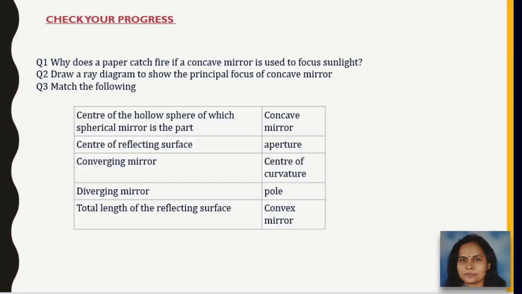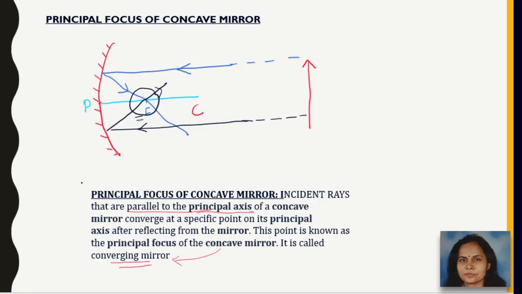Why does a paper catch fire if a concave mirror is used to focus sunlight? Let's move on to the slide in which we have drawn the diagram for the principal focus of a concave mirror. This is the general activity, which you have already done, I think, in junior classes, in class 6 or 7. If I place a concave mirror in front of the sunlight, and I place the paper at the principal focus, I can adjust it. After some time, the paper will be very hot, and if I keep it further, it will start burning.